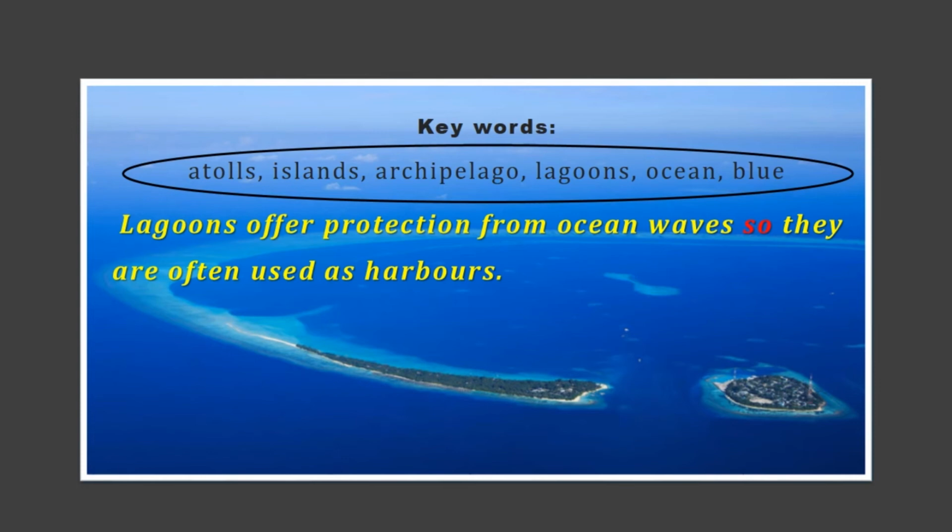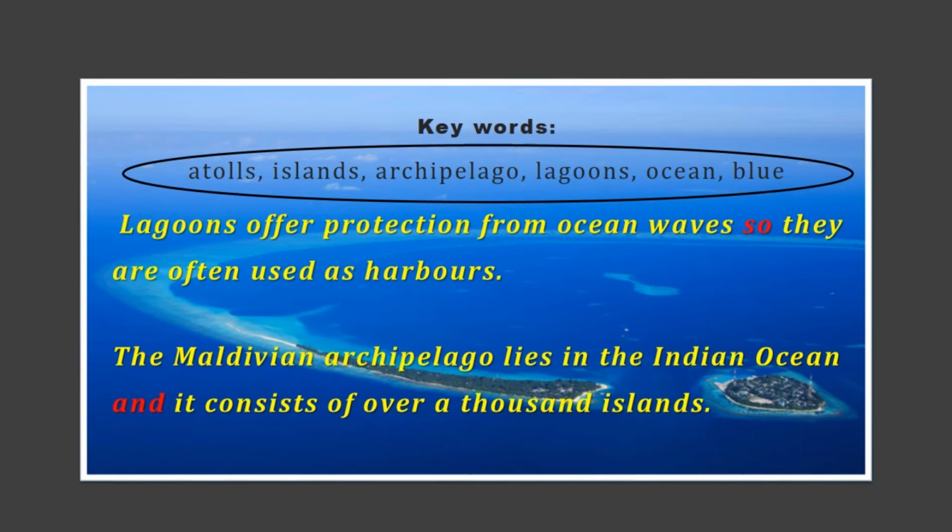All right. Here's another sentence. The Maldivian archipelago lies in the Indian Ocean and it consists of over 1,000 islands. Okay, children, I hope these two sentences will help you get an idea of how to make some sentences using these keywords. You've written it down, right? Okay, let's move on.